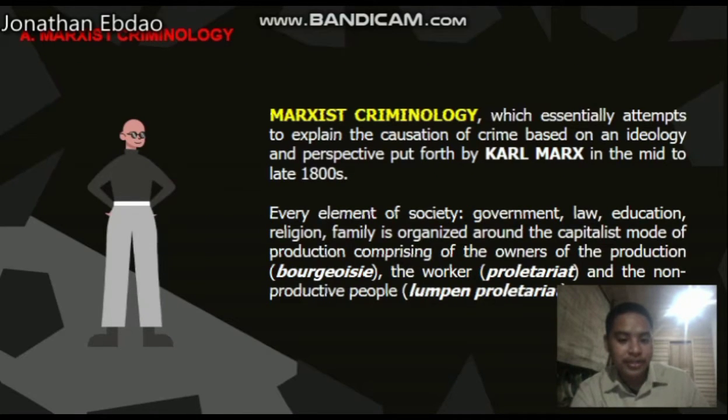Marxist criminology. Marxist criminology attempts to explain the causation of crimes based on the ideological perspective put forth by Karl Marx in the mid-late 1800s. Every element of society, government, law, education, religion, family, is organized around the capitalist mode of production, comprising the owners of production, the bourgeois; the workers, the proletariat; and the non-productive people, the lumpen proletariat.